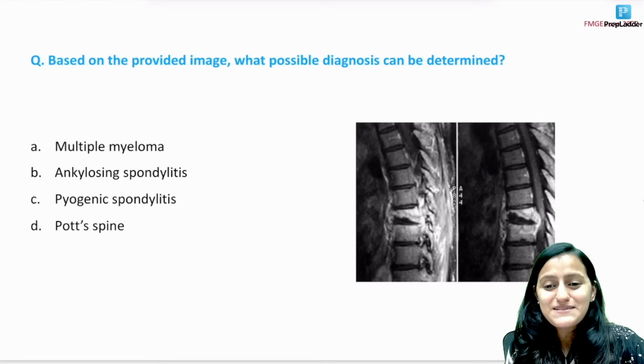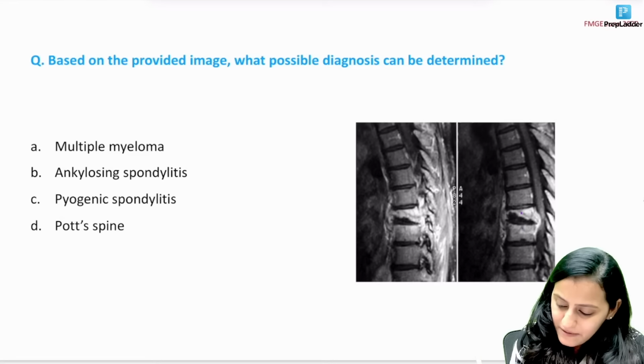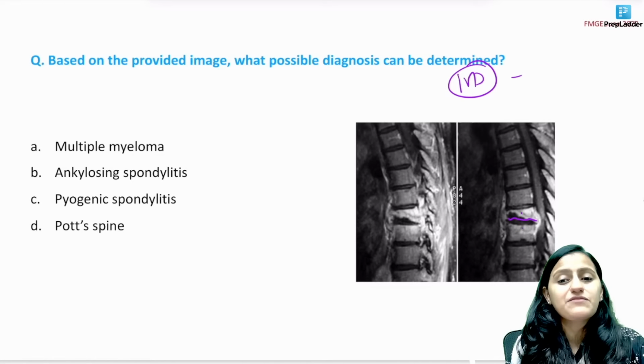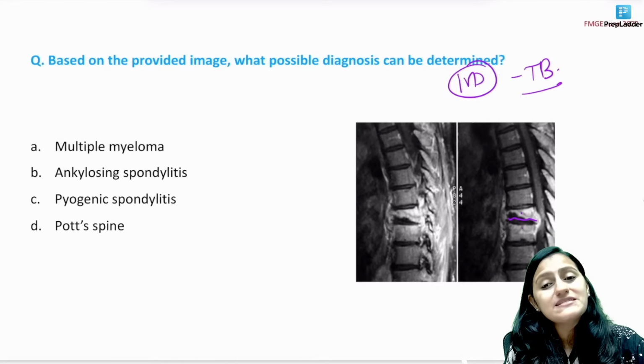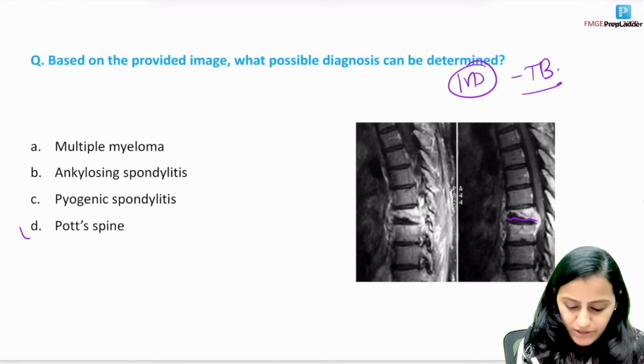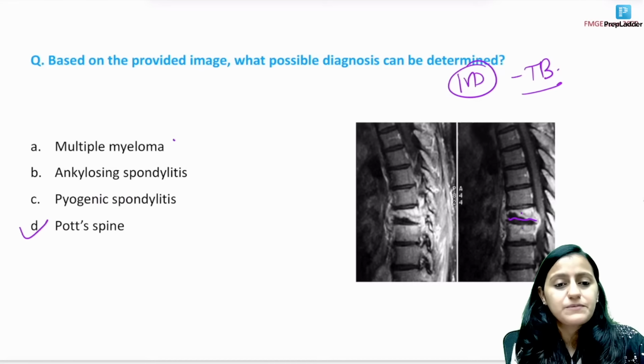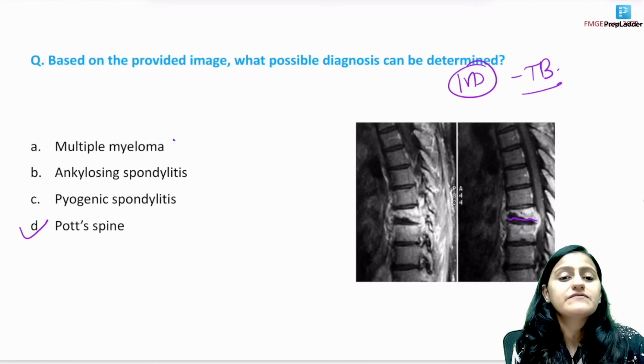Next one. What is this image showing? Two vertebrae involved with the intervertebral disc. So whenever the intervertebral disc is involved, always think of TB spine. Okay, so it is going to be Pott spine. Multiple myeloma does not involve the disc. It involves the vertebra. Okay, so that is Pott spine, with the intervertebral disc involved.